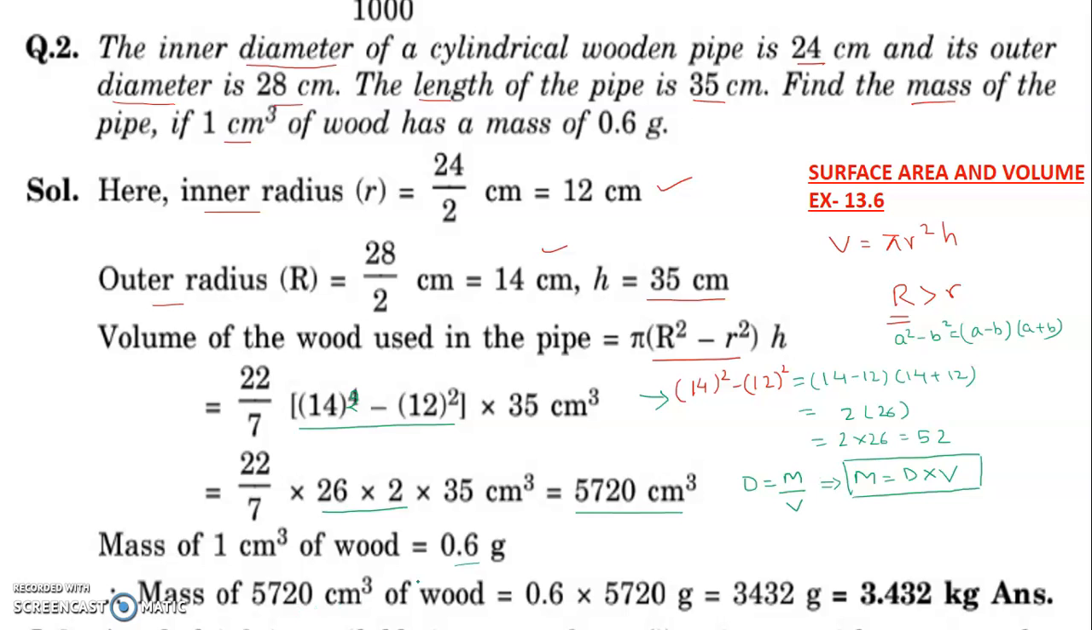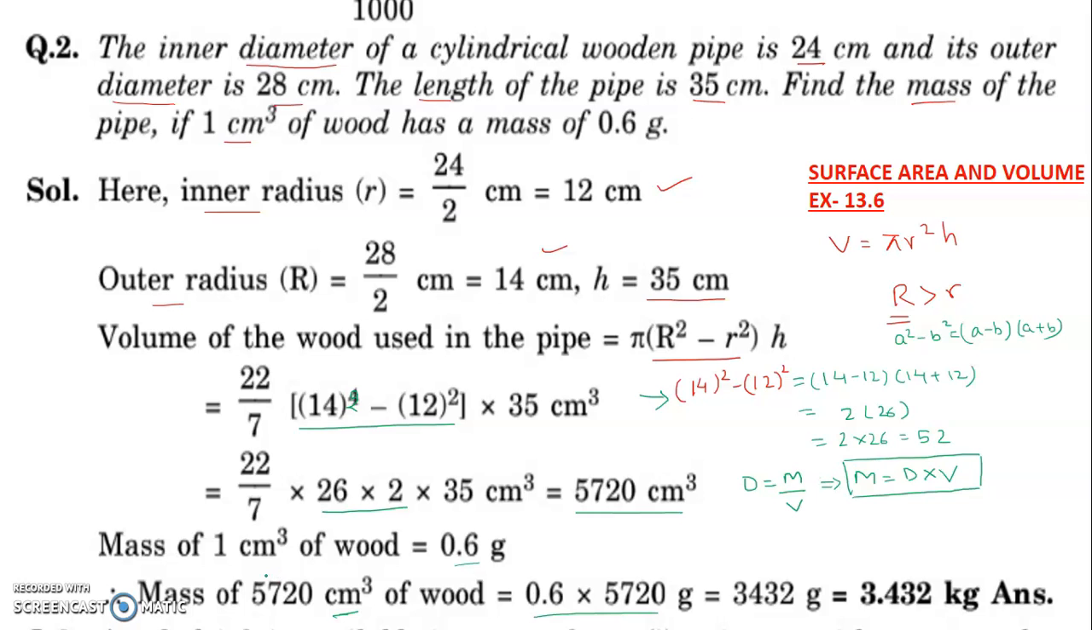So 5720 into 0.6. Why have they multiplied? That is what I am trying to explain to you. Mass is equal to density into volume. Otherwise, you can directly do it by the unitary method also. Mass of 1 centimeter cube of wood is 0.6 gram. So what will be the mass of 5720 centimeter cube?